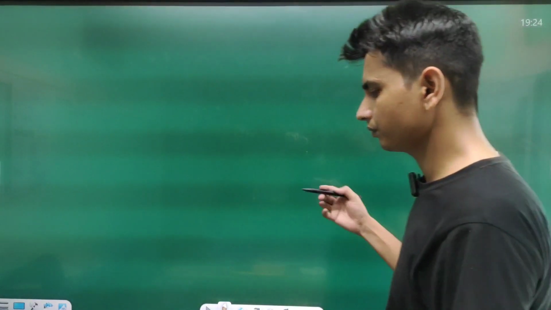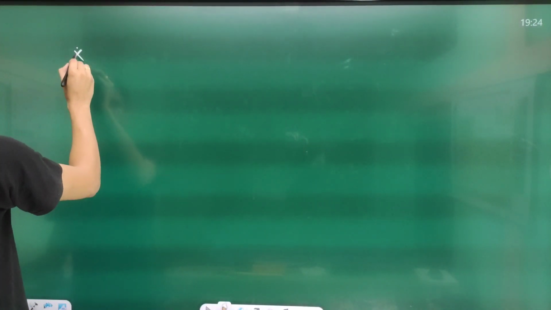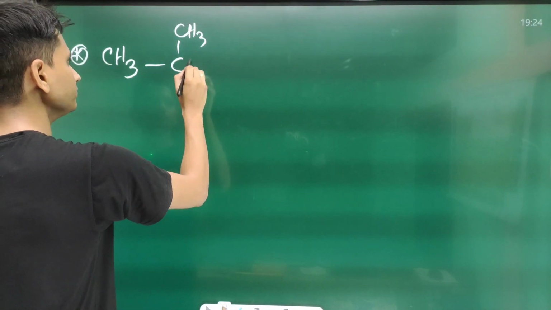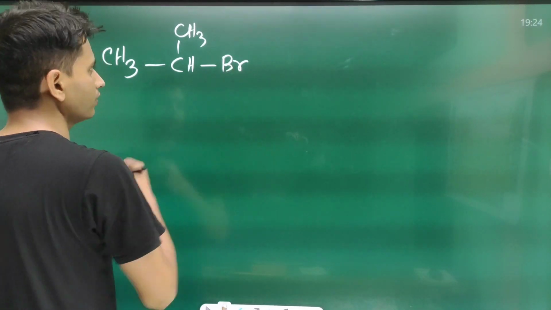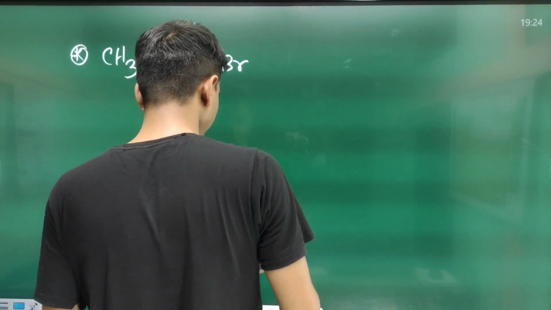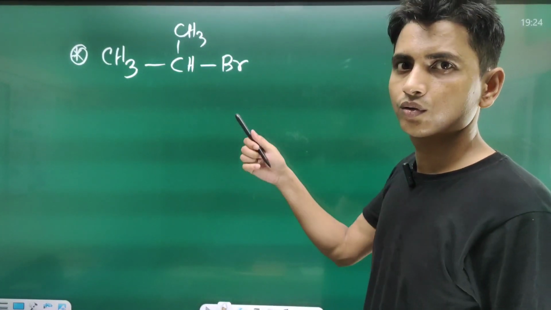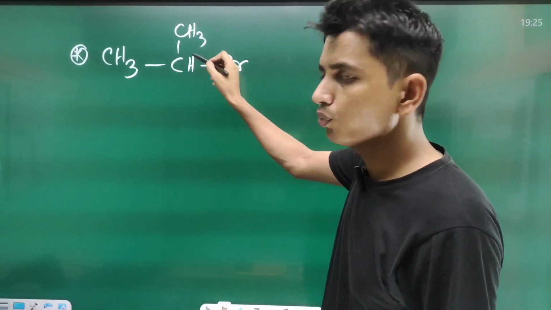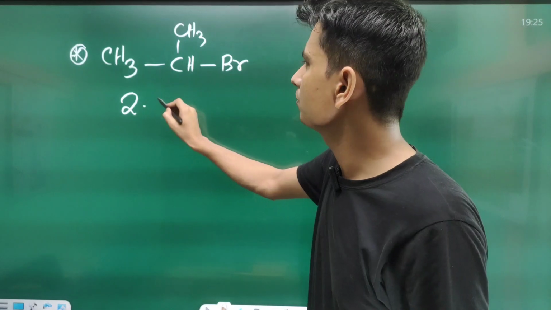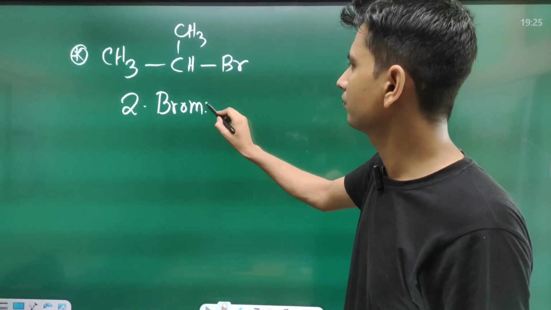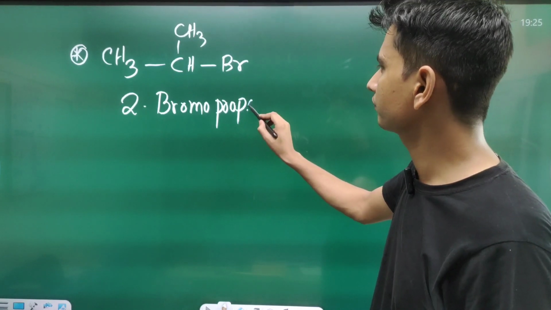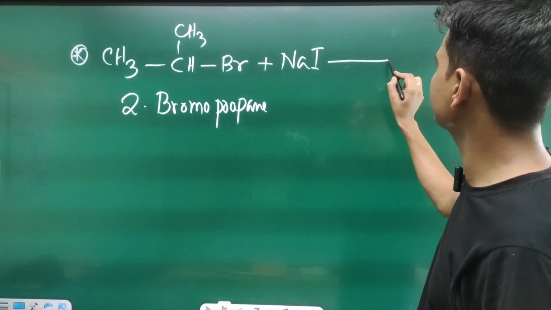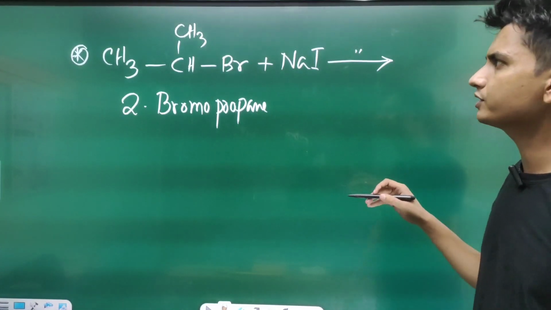Next example, based on Finkelstein reaction. Suppose a compound is given like this. This is again bromo, 2-bromo-propane. This is 2-bromo-propane. Treated with, suppose, sodium iodide. This sodium iodide indicates same condition, dry acetone, in presence of dry acetone.